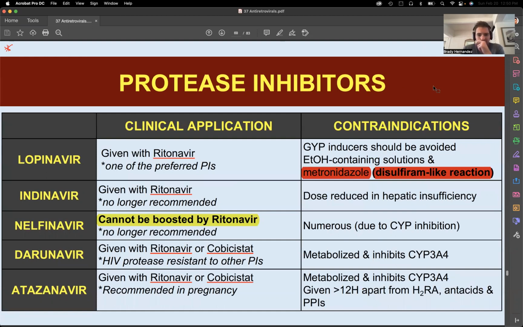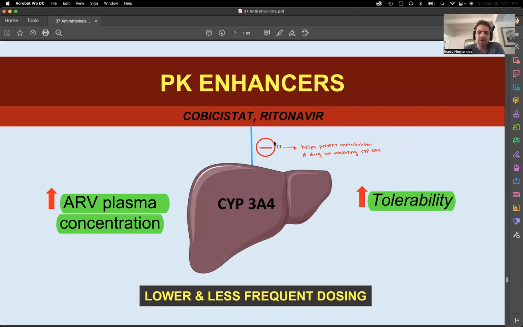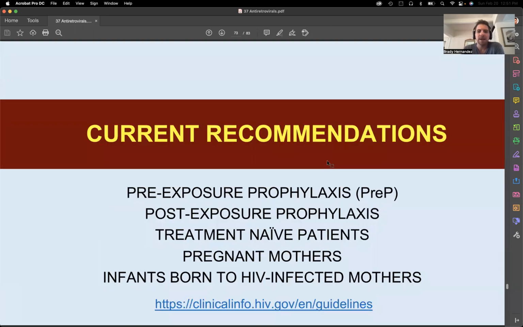Right, okay. And then these PK enhancers are typically given with these drugs to help them work better. Ritonavir is the big one, right? So this is kind of how they work. They increase the plasma concentration of the drug, so it's not broken down. Of course, since they're enhancers, you don't use them alone, you use them in conjunction with other drugs, and that helps the other drugs work better.